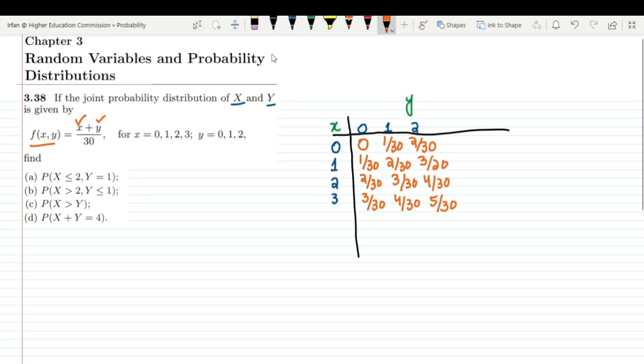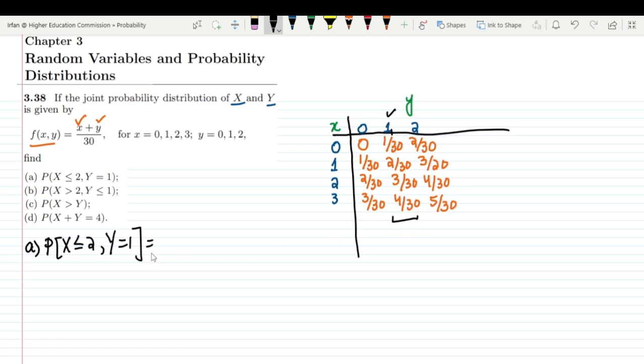Now on the basis of it, we are asked to find some probabilities, which are the probability of x less than or equal to 2, such that y is equal to 1. So this is part A, and in part A we have to find the value where x is less than or equal to 2 and y is equal to 1. Let me see where y is equal to 1. This is the overall column where y is equal to 1.